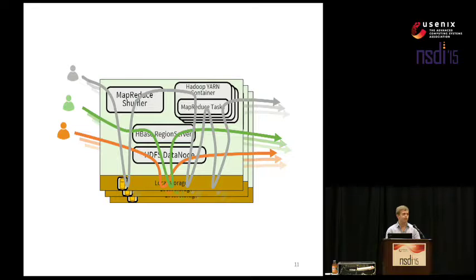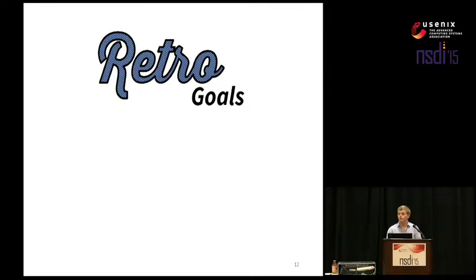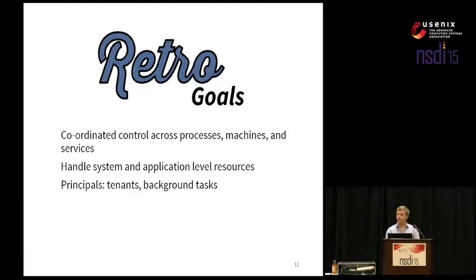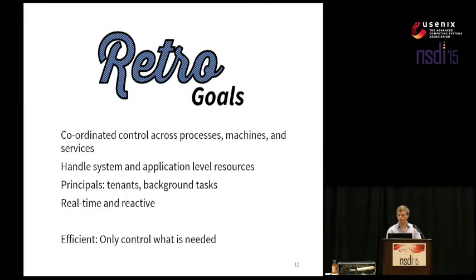So from these challenges, we derive some goals for Retro. First, we need to coordinate the control of resources across these varying processes, machines, and services. We need to make sure that we can handle system-level resources and application-level resources. We need to make sure that all tenants and tasks within our system are accounted for. And in order to deal with changing workloads and bottlenecks, we have to operate in real time. And finally, we should try not to affect the users of our system if doing so won't help with our resource management goal. That is, once we've achieved some resource management goal, such as sharing a resource, we want to make sure that we maximally utilize the remaining capacity.